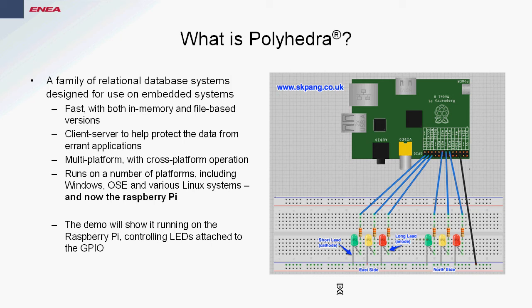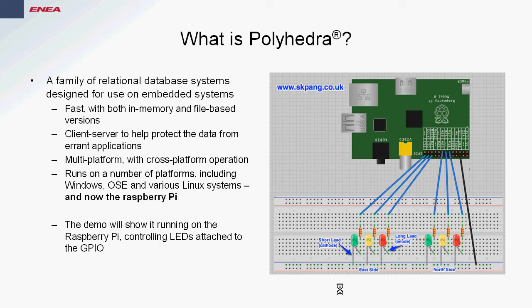On a platform such as the Raspberry Pi, we still get thousands of transactions a second. It runs on a wide variety of platforms, and clients on one platform can talk to servers on the other, even if they're completely different operating systems and machine architectures.